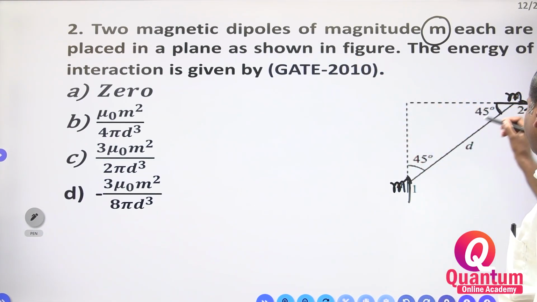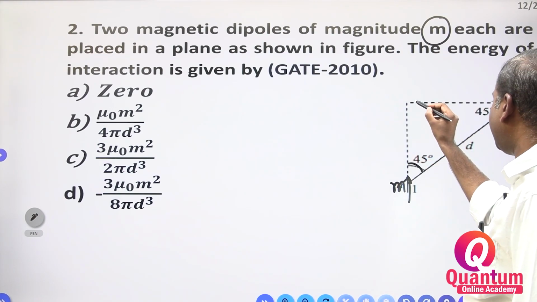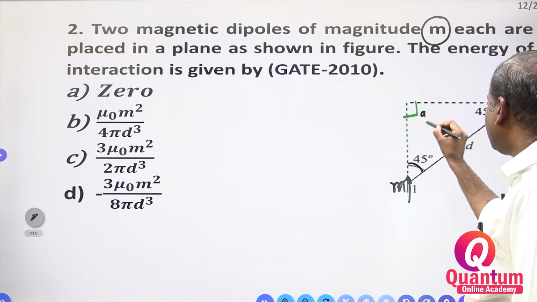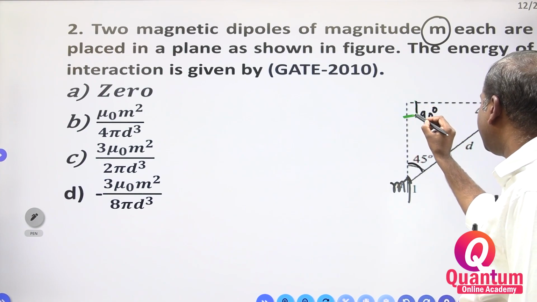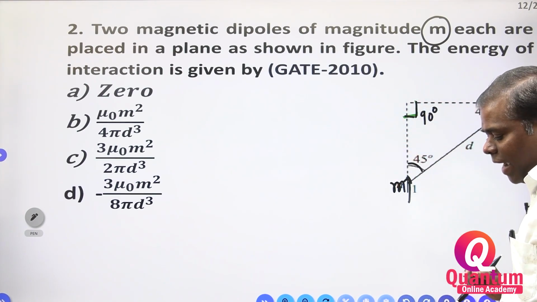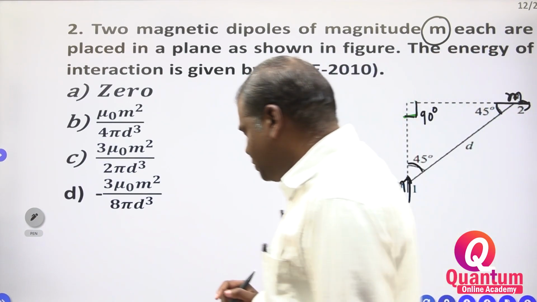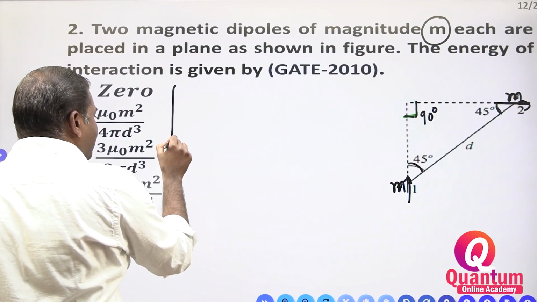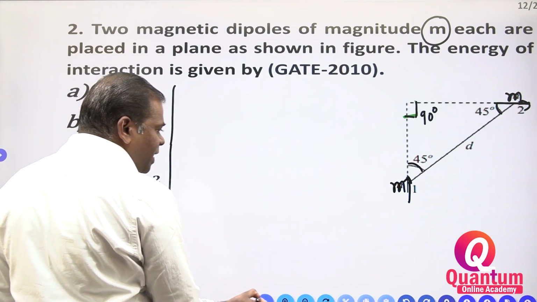This one is 45 degrees, this one also 45 degrees. Between M1 and M2, the angle is 90 degrees. How many degrees? It is 90. The energy of the interaction is given by, they are asking. What is the energy of the interaction between the two magnetic dipoles?